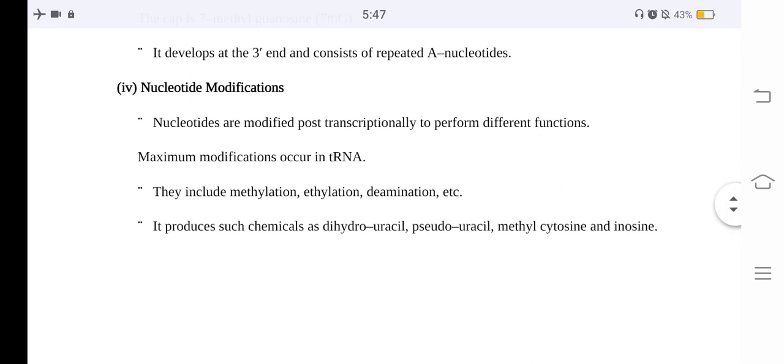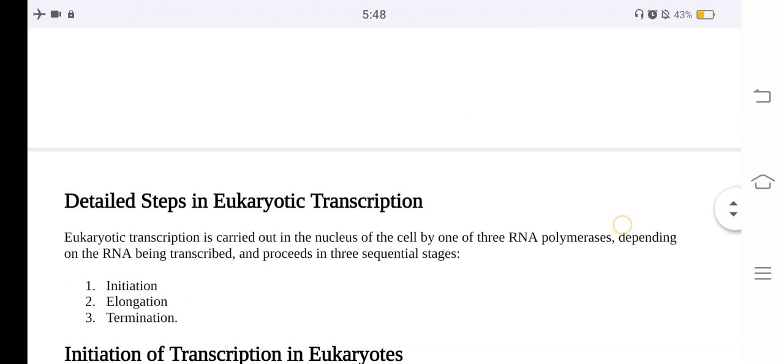Then nucleotide modifications. Nucleotides are modified post-transcriptionally to perform different functions. Maximum modifications occur in tRNA. They include methylation, ethylation, deamination. It produces such chemicals as dihydrouracil, pseudouracil, methyl cytosine, and inosine.